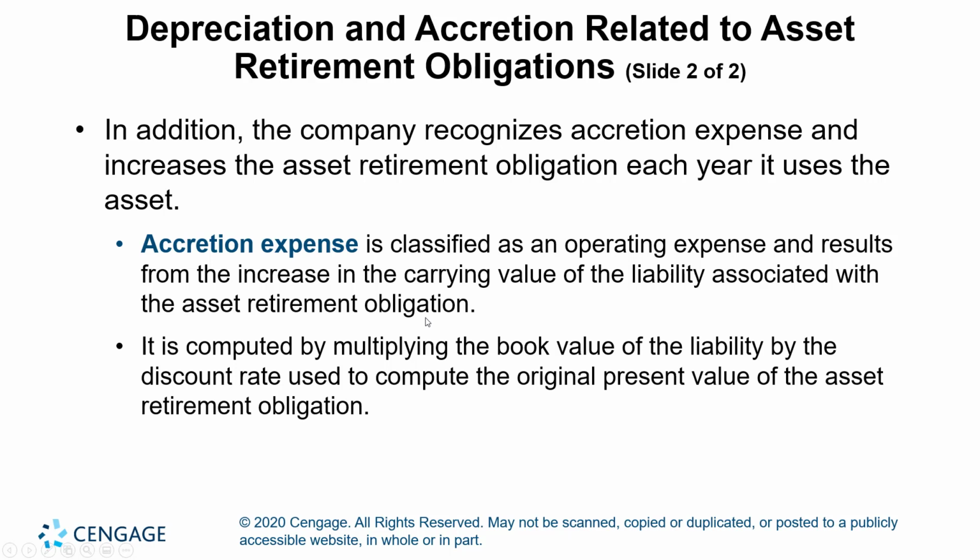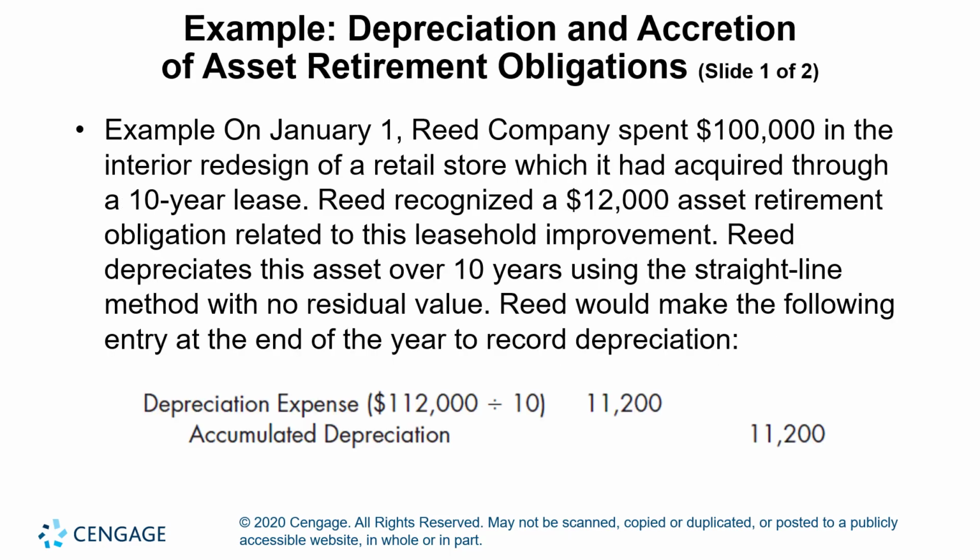In addition to this entry, they must recognize an increase in the present value of the asset retirement obligation. So we assume a discount rate of 10%. So 12,000 times 10% is 1,200. So they call it accretion expense, and we're going to credit the retirement obligation, which is a liability account.